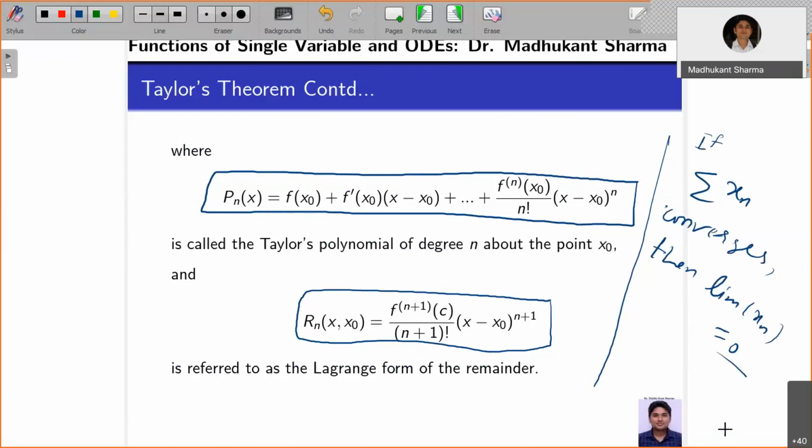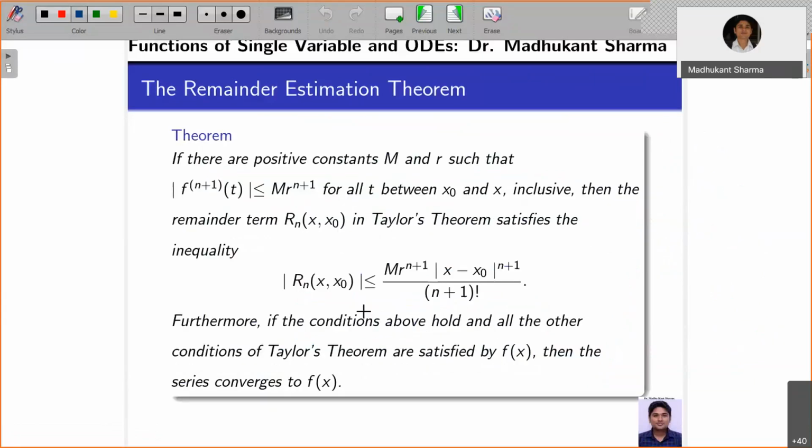It's a necessary condition. And then you can show that the summation of (x minus x naught) to the power n plus 1 by (n+1) factorial converges. So it is only required that the (n+1)th derivative is bounded. Then you can write that as infinitely many terms. So you can now work out the polynomial approximation for e to the power x, sine x, cos x, and so on. Right, so now this is a remainder estimation theorem.